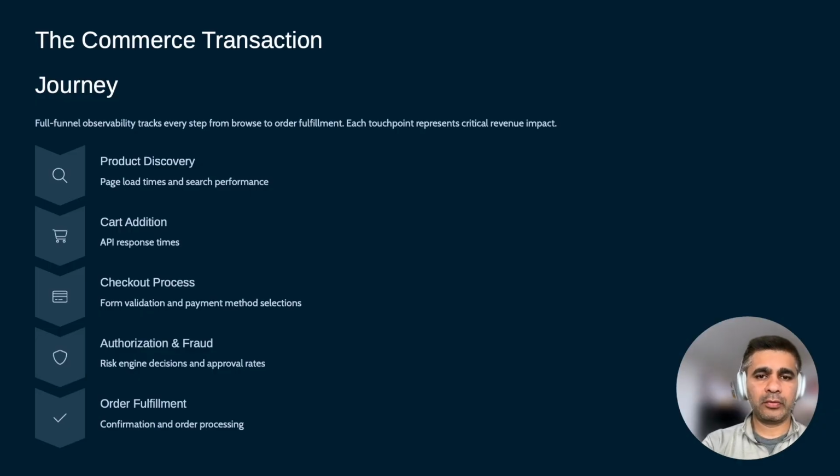Now, let me show you what full funnel observability actually looks like in practice. This is the complete customer transaction journey, and we need observability at every single step.